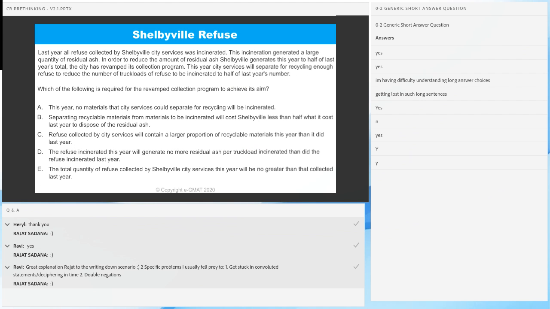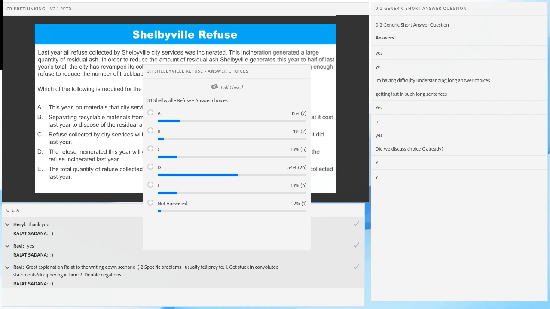Shelby will refuse. You guys did much better. 54% of the class got this right. I'm going to go through this question very quickly. I want to make sure that you get it right for the right reasons. Yes, we did discuss choice C in the previous question already. Okay.